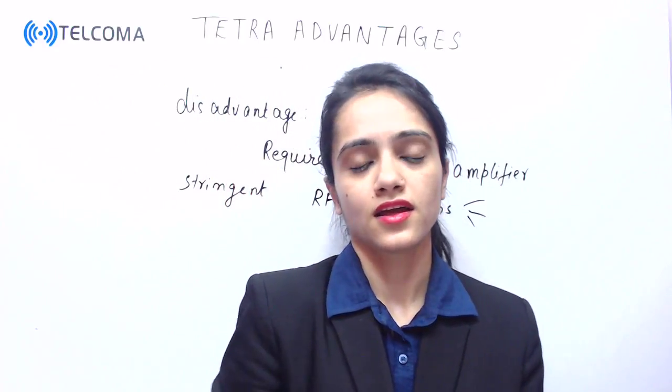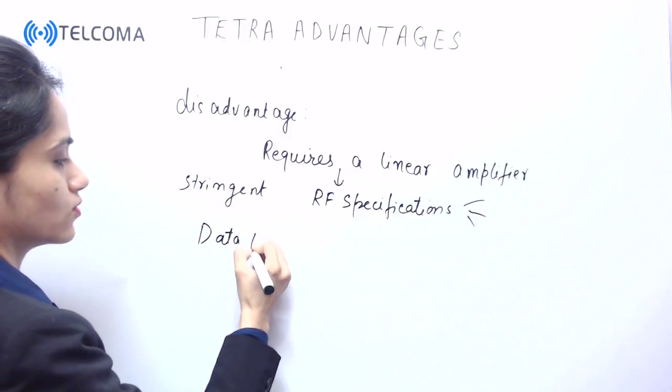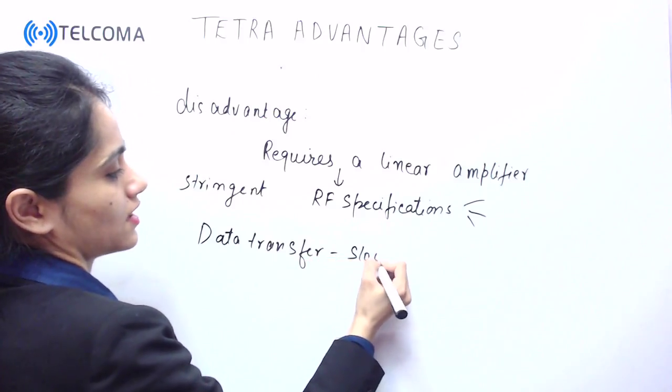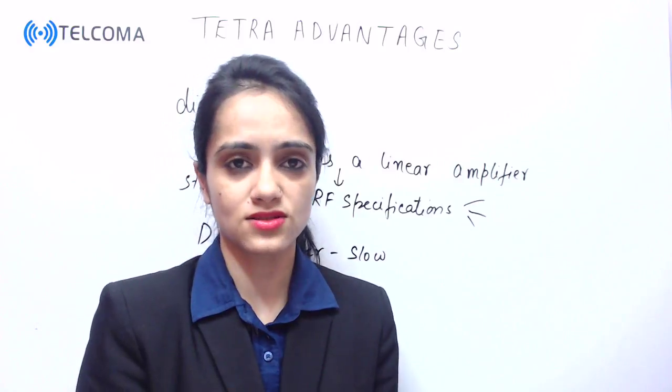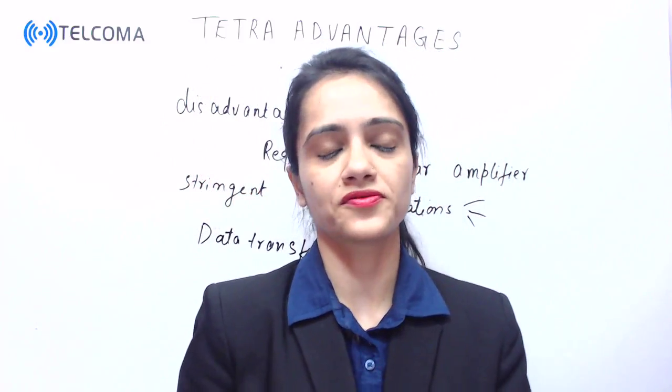And if you talk about data transfer, the data transfer is slow. Data transfer is slow as compared to modern standards. The data rate is very slow. So these are the advantages and disadvantages of TETRA technology.